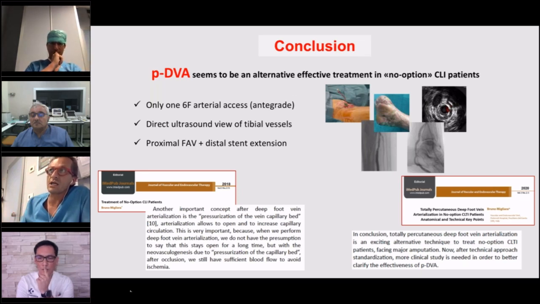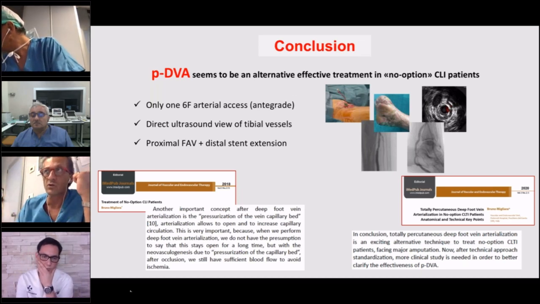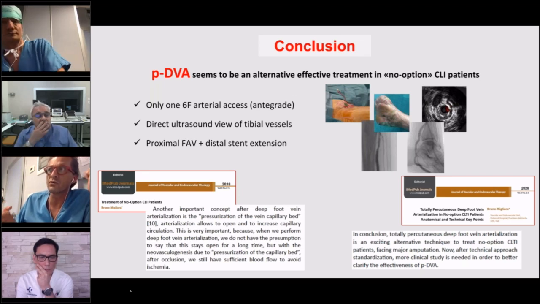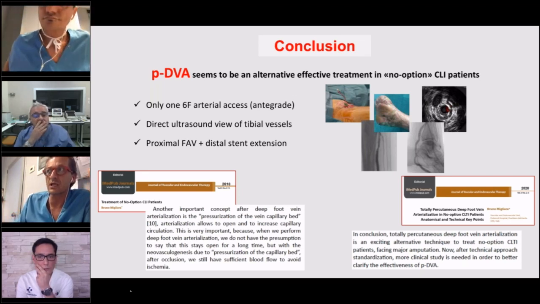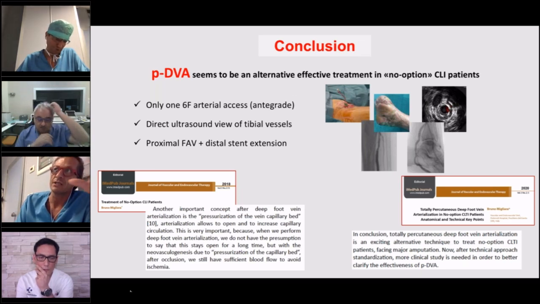Two mandatory key points of this standardized technique. The first one: to create the AV fistula, the AV fistula has to be proximal. This is in order to improve the flow rate into the foot. And second, to go with the stent across the lacinate ligament. This is in order to improve the patency of our arterialization and then the clinical outcome.